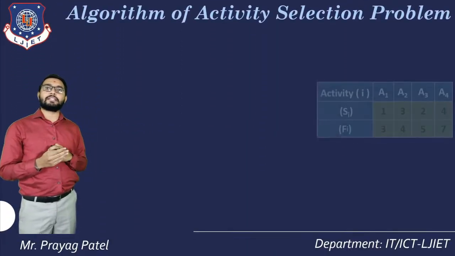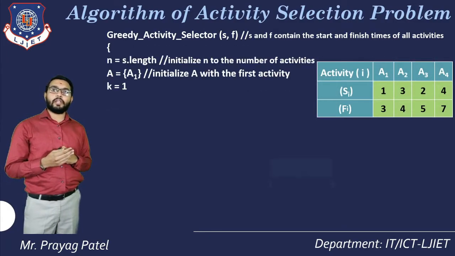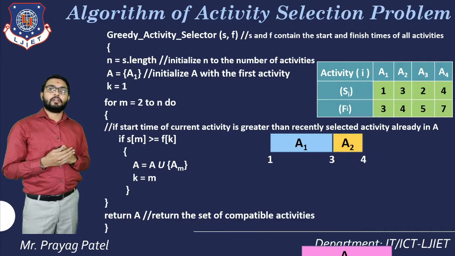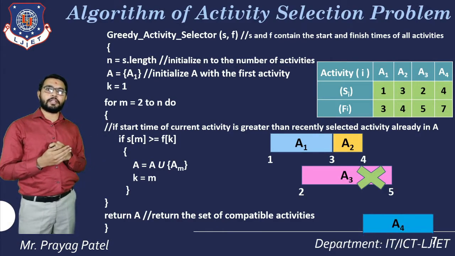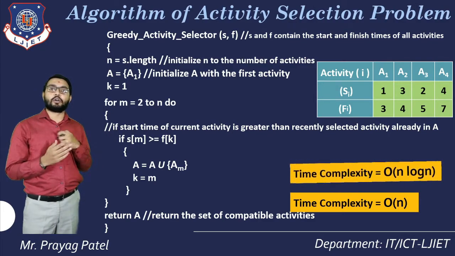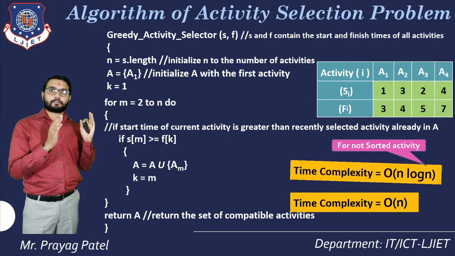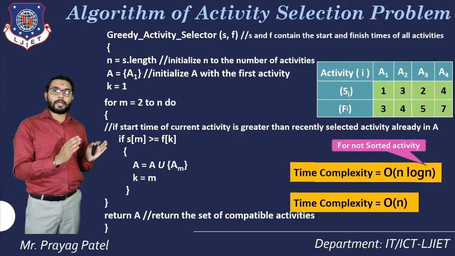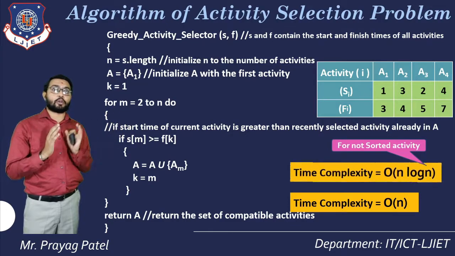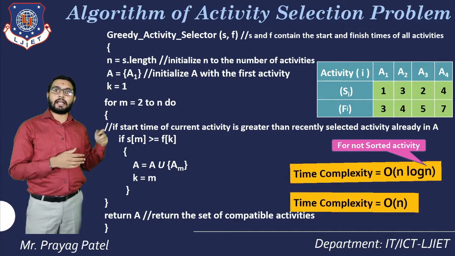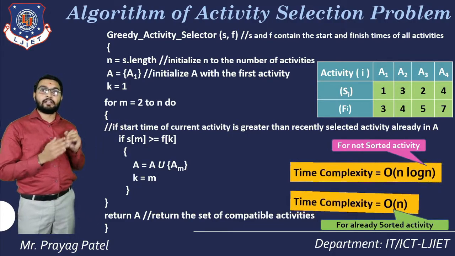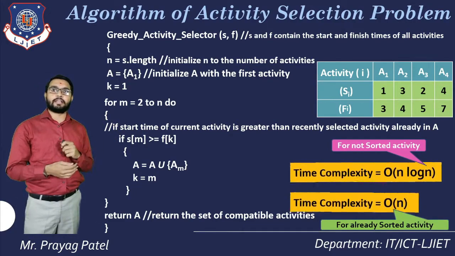Now what is the complexity of this algorithm? Here consider the complexity of this algorithm in 2 cases. Which 2 cases? In the first case, the given data is not sorted, then the complexity is n log n, and if the given data is sorted, then the complexity is big O of n. So consider these 2 as the complexity of the activity selection problem.